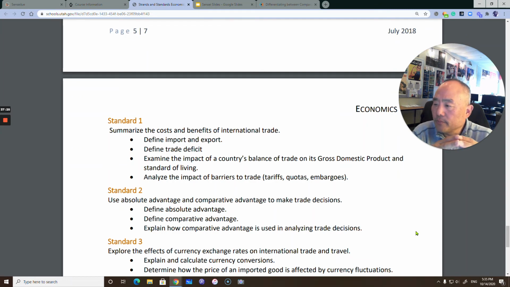Standard 2, also we want to have free and open markets, ideally, right? A free market. Standard 2, use absolute advantage and comparative advantage to make your trade decisions. So in order to discuss absolute advantage and comparative advantage, you have to understand opportunity cost. So what is opportunity cost? It's the cost of your next best alternative.